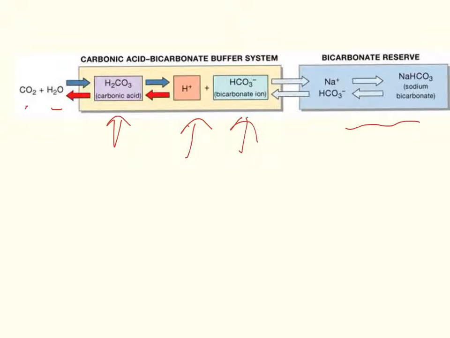But this is our main buffer system. I don't think you need to memorize this equation. I would never ask you to reproduce it, but I think you should understand that the kidneys monitor pH and adjust the blood pH by reabsorbing either hydrogen ions or bicarbonate ions in order to adjust the pH.